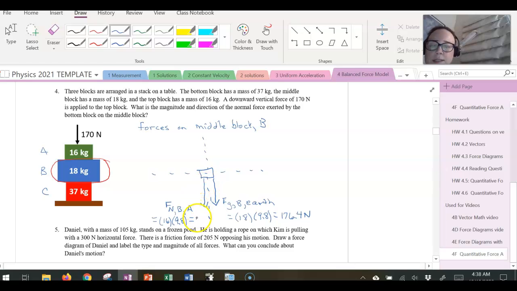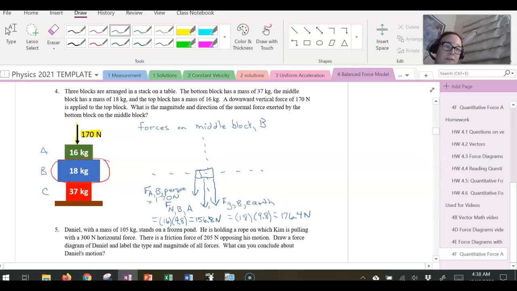Which is 156.8 newtons. And then also there's this vertical force that someone is pressing down on the top block with, and it just gets passed along. They're touching the top block, but that force gets passed along, and so block B feels it as well. And so there is an applied force on block A by, I guess, the person, and that equals 170 newtons.